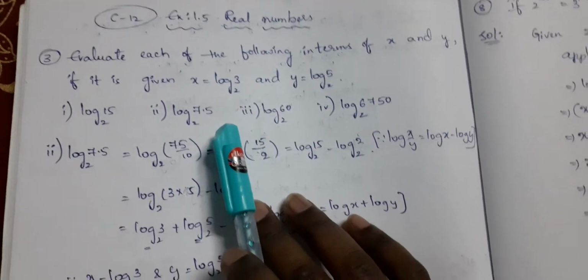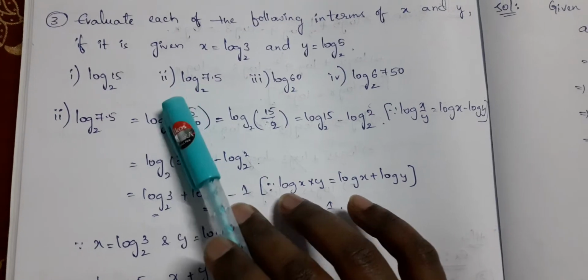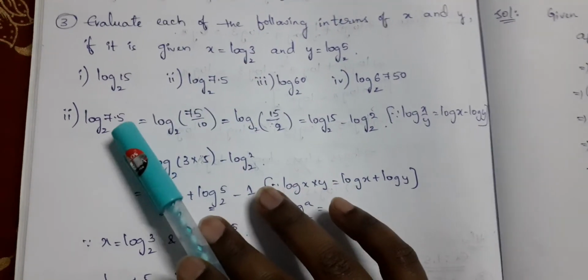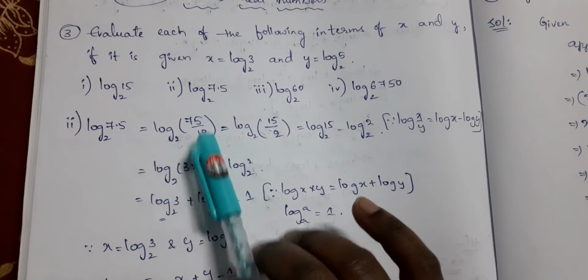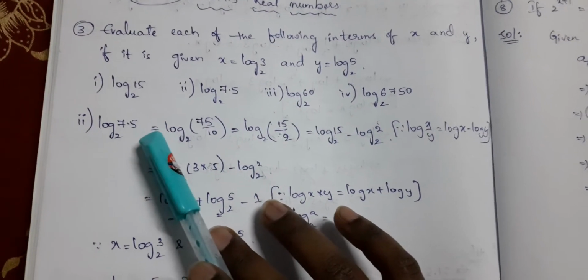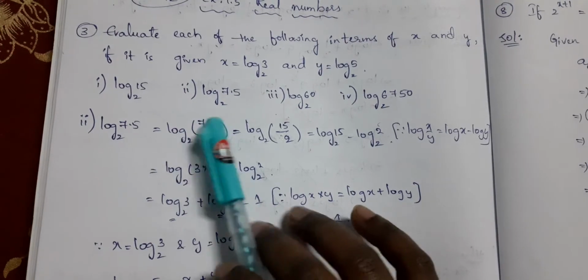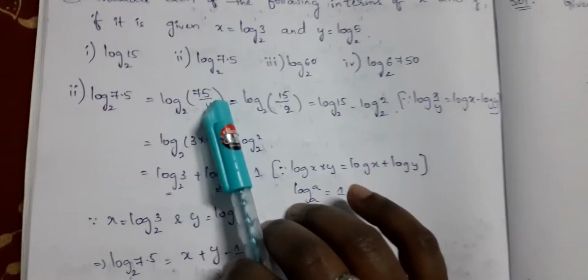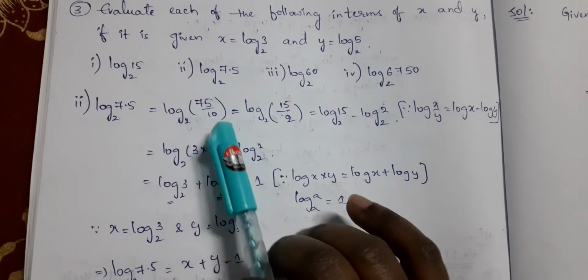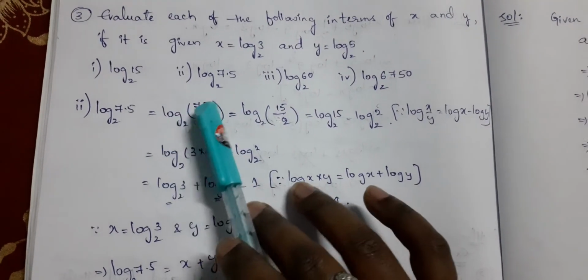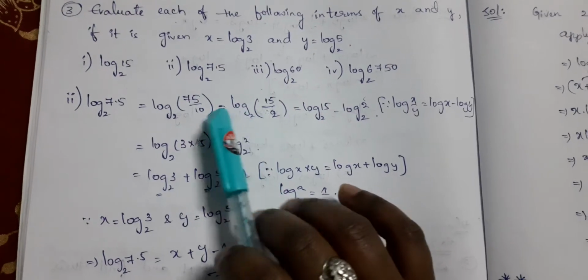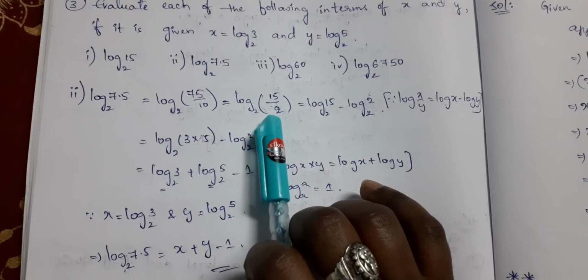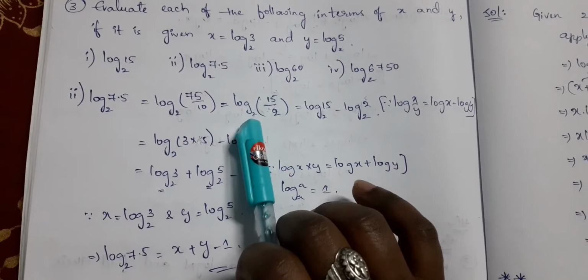Just try to understand that problem. I'm explaining log 7.5 base 2. See here, this 7.5 is in decimal form, so I'm converting it into p by q form. So log 75 by 10. 7.5 means 75 by 10. Again, this 75 by 10, I'm cancelling by 5: 5 fifteens and 5 twos. It becomes log 15 by 2 base 2.